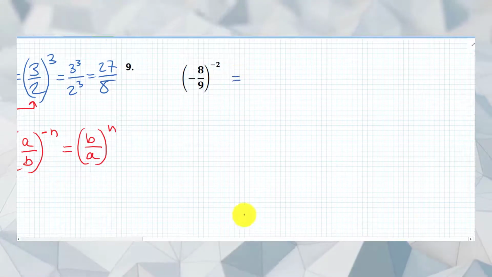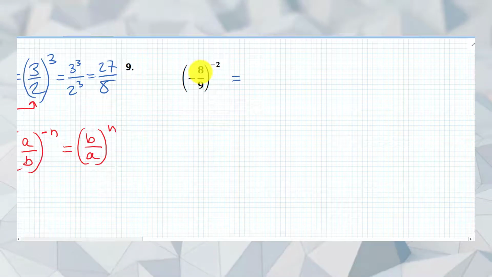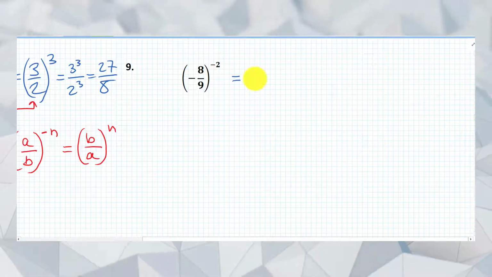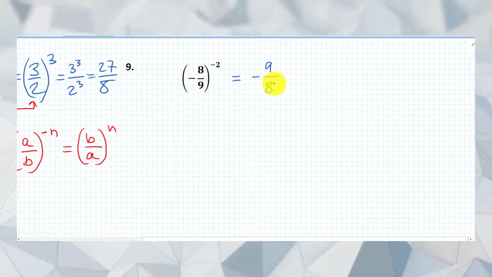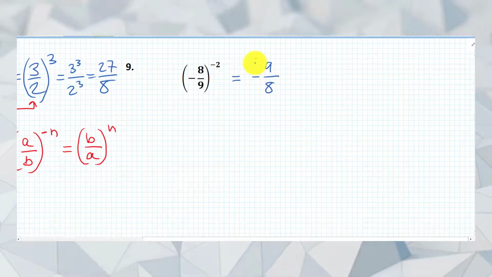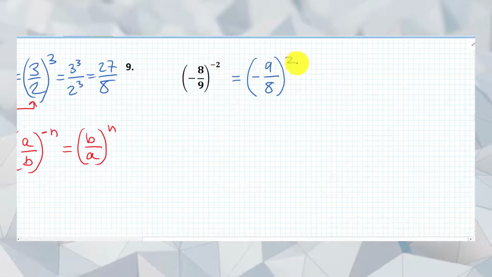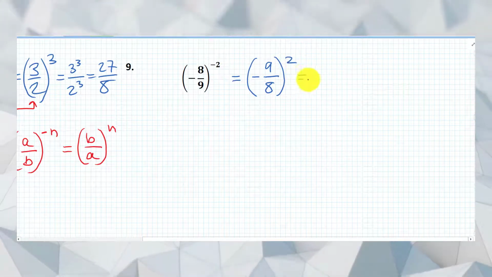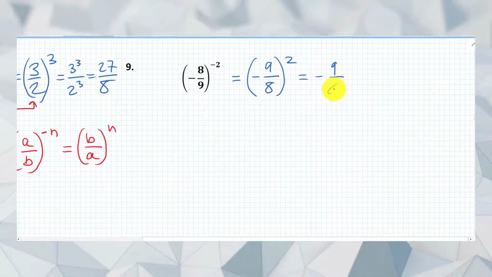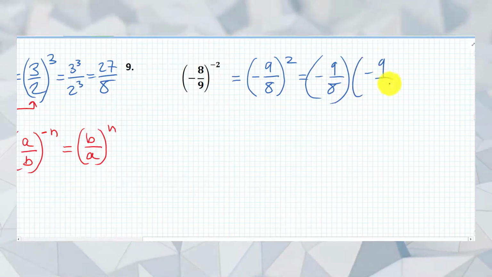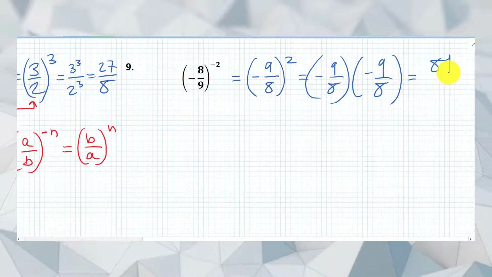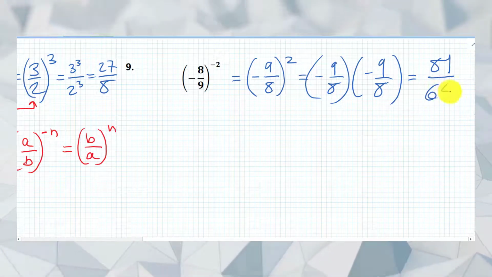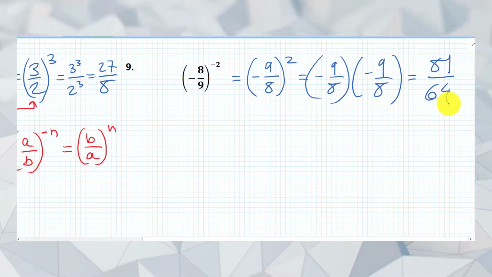So I'm going to go with the shortcut, right? What do I do? I take the reciprocal of negative 8/9. The reciprocal of negative 8/9 is negative 9 over 8. I flipped my fraction. It doesn't affect my sign, okay? And then the power becomes positive. Now, what is negative 9/8 squared? That means negative 9/8 times negative 9/8, right? So it's going to be a positive number. You square the top, that's 81, and you square the bottom, 64. That's it. Next series of examples.